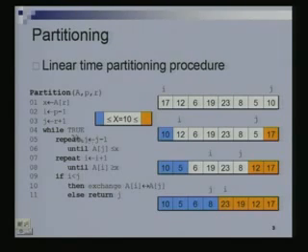And how many times can i be incremented? At most the size of the array. So this loop is done at most n times, and this loop is done at most n times. And every time we increment or decrement, we might have to do one exchange in the worst case. So this also will never be done more than n times.